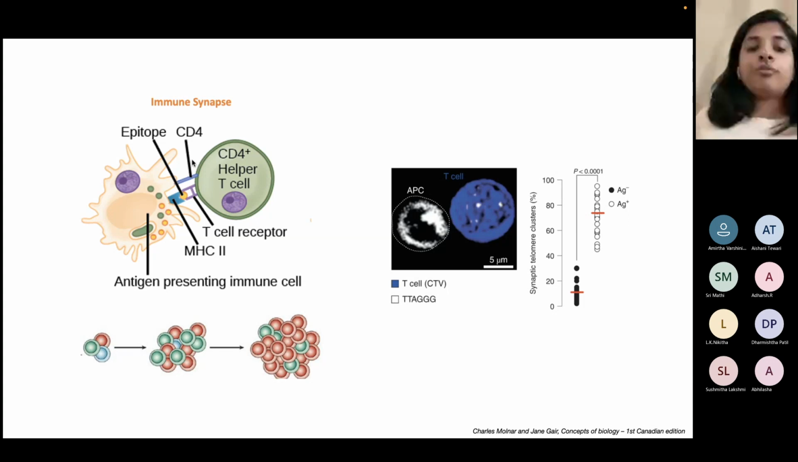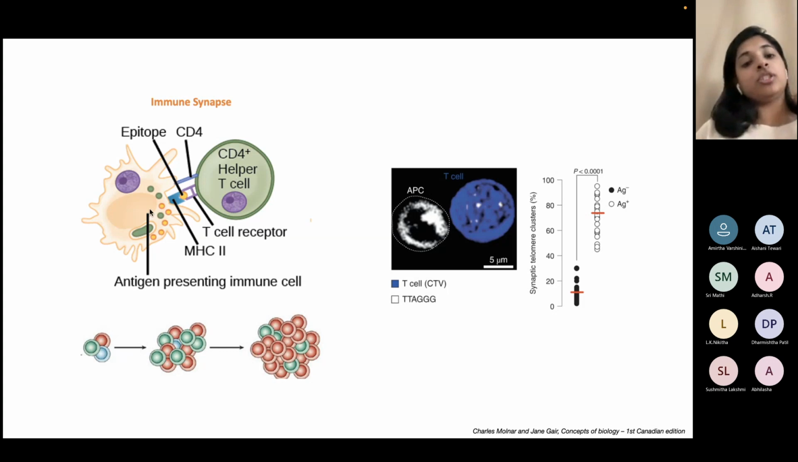Now, this APC can be of various types. It can be dendritic cells, it can be B cells. But in this case, they have taken into account a large number of cells and seen that this is present throughout. So a T cell also, like B cells, will have to undergo clonal expansion.